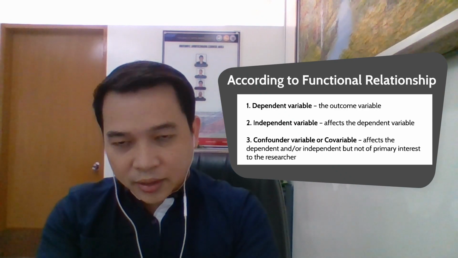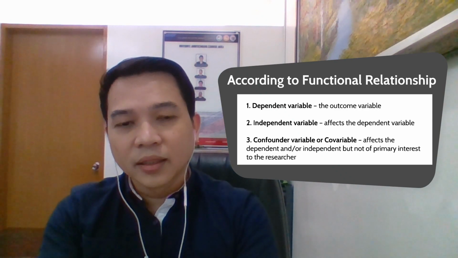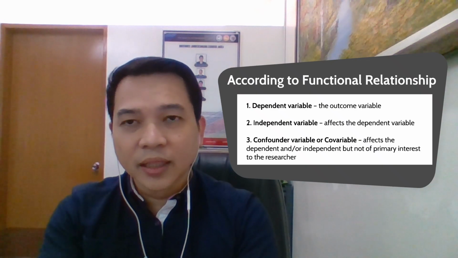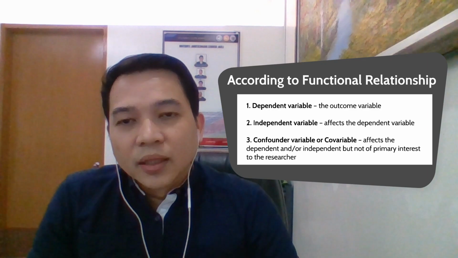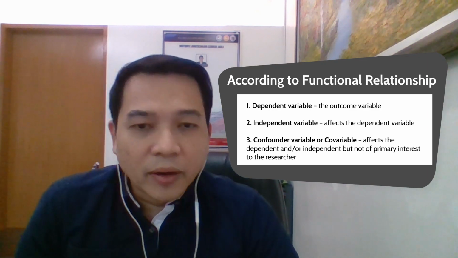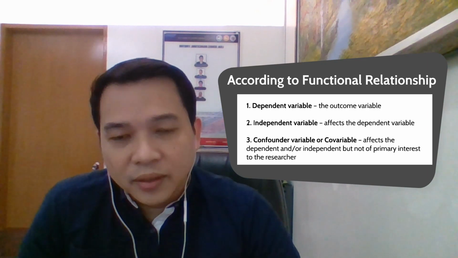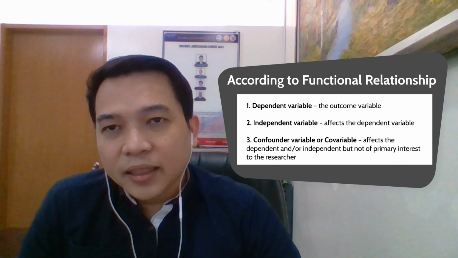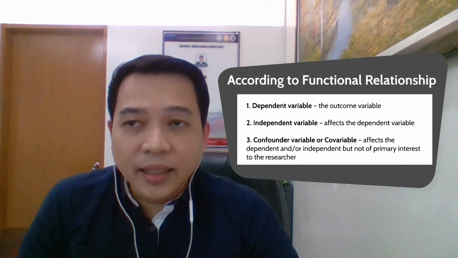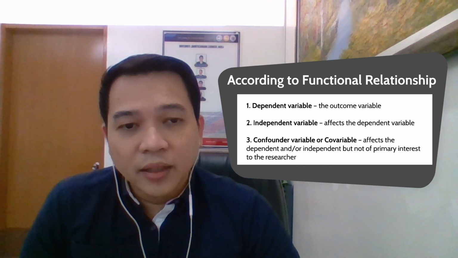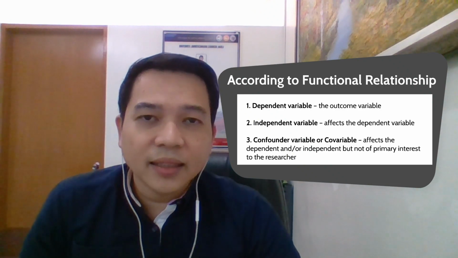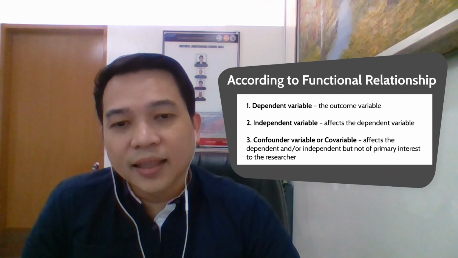Now there's also a third type of variable here, the covariable, or sometimes they call it the mitigating, the intervening. There are other types of variables here, and the confounder variable rather. It affects the dependent variable in a certain sense, or even at times the independent variable, but it is not your primary interest in the study.